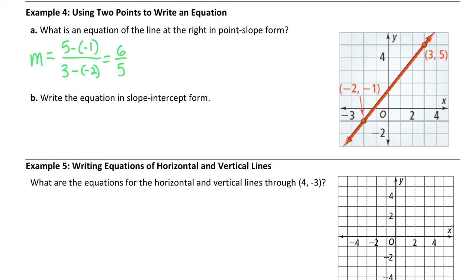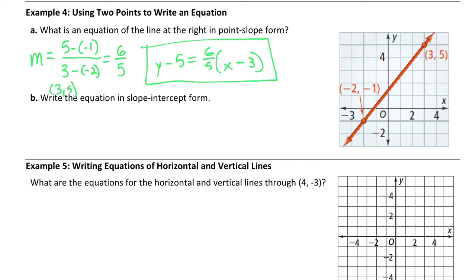To write this in point-slope form, I have to pick a point. I'm going to pick my point as being the point 3, 5. Okay, so my point-slope form using the point 3, 5 is going to be y minus 5 equals 6 over 5 times x minus 3. And that is my point-slope form of that line. So point-slope form, y minus the y value equals the slope times x minus the x value.